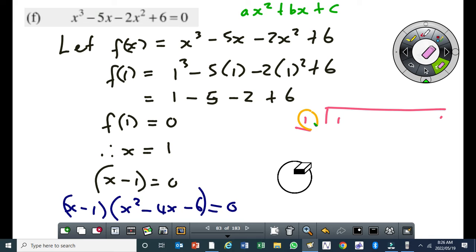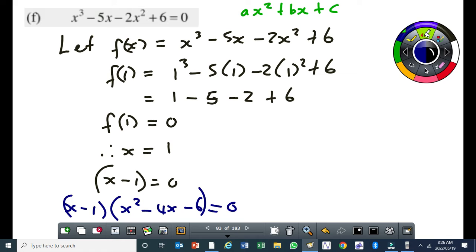My apologies for that. I need to rearrange my cubic polynomial. So this becomes f of x. It doesn't affect the first value. So that will be x cubed minus 2x squared. I'm sorry for that, maybe it was a misunderstanding.